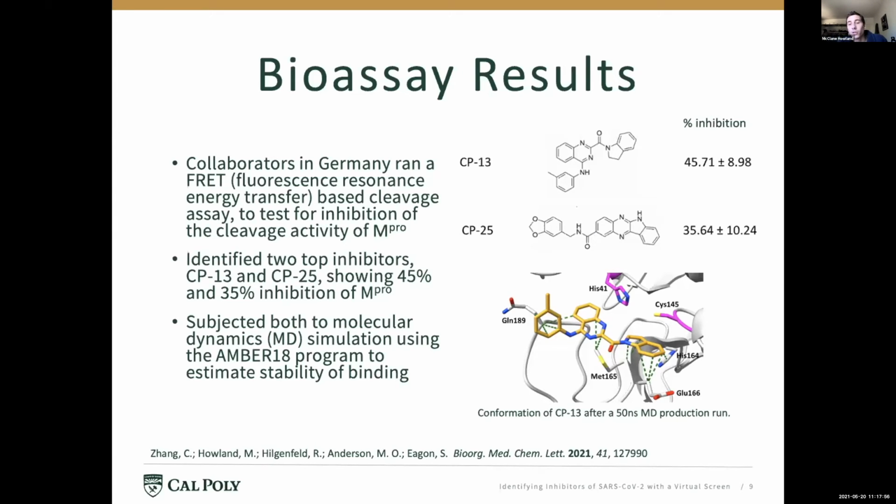Then we took those two and subjected them to more intense computer simulations, molecular dynamic simulations using the AMBER-18 program to further estimate how stable they would be when they bind to MPRO. And you can see that on the bottom right. You see the MPRO complex in white behind it and the inhibitor CP13 in orange right there. One thing to point out is if you see those purple residues that are the tips of the molecular scissors, it's kind of stuffing itself right near them and hopefully stopping them from working.